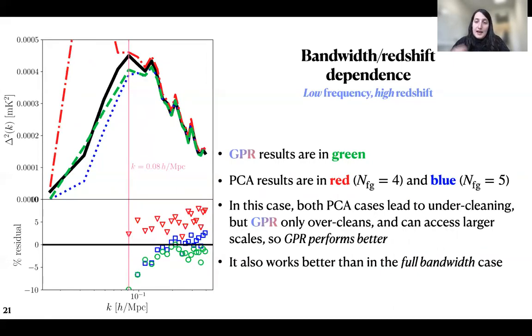Whereas in the low frequency, high redshift half, so the other half of our data, GPR actually seems to perform really well. It can recover larger scales than it did in the full bandwidth case. And now k equals 0.08, and in the full bandwidth case, it was k equals 0.09. And it also seems to perform better than PCA because both PCA cases are under cleaning our data, which is going to lead to a boost in errors, whereas GPR still recovers the small scales really well without this sort of under cleaning. So here we see the opposite. We see it performs better than PCA and it performs better than the full bandwidth case.